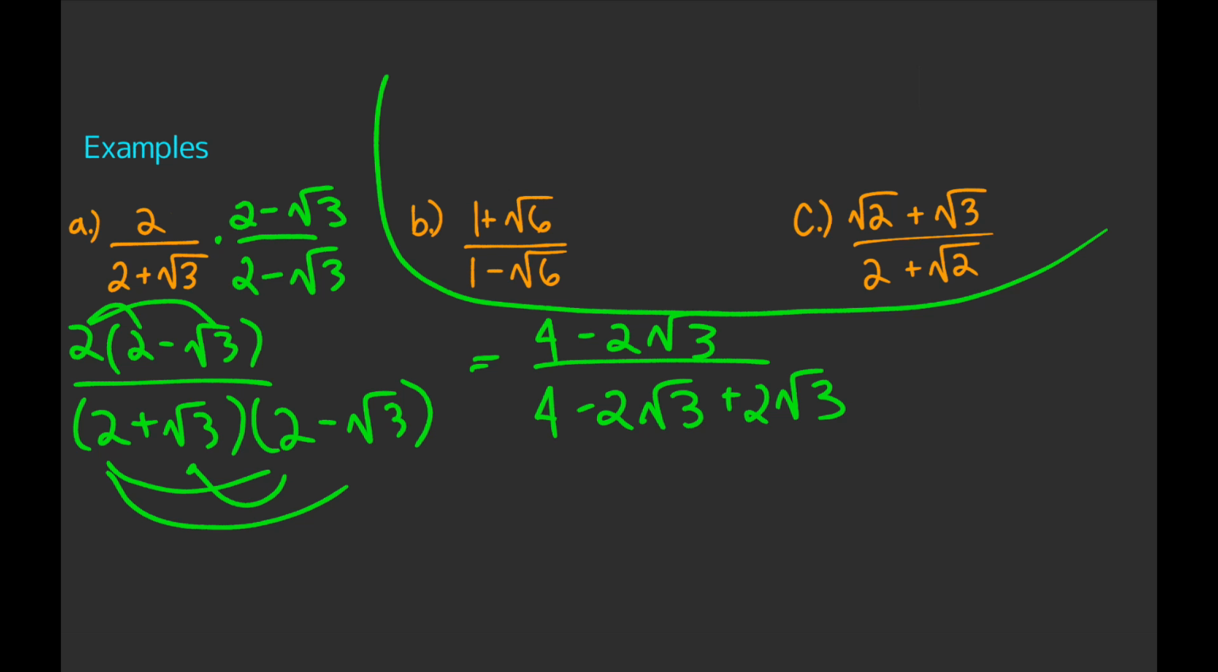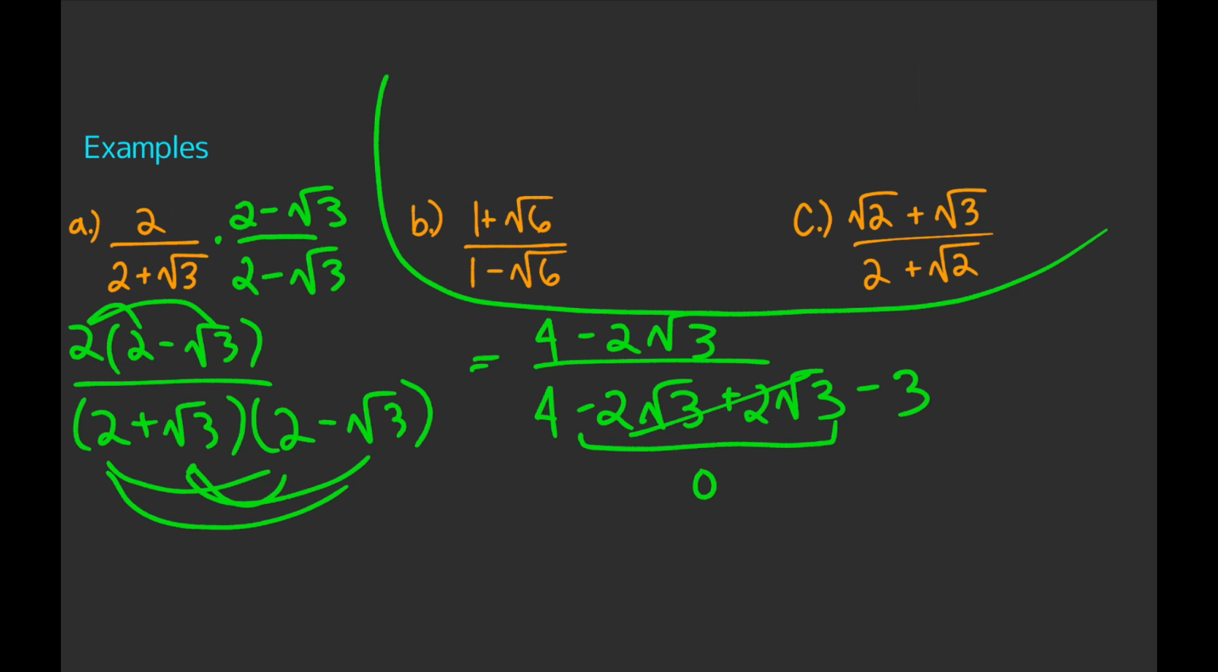And then we're going to do the square root of 3 times the negative square root of 3, which is just negative 3, because the square roots cancel out. Alright, so now we are going to simplify further. We can't simplify the numerator right now, but we can see that this negative 2 times the square root of 3 and the positive 2 times the square root of 3 cancel out. So that's just going to get a 0.